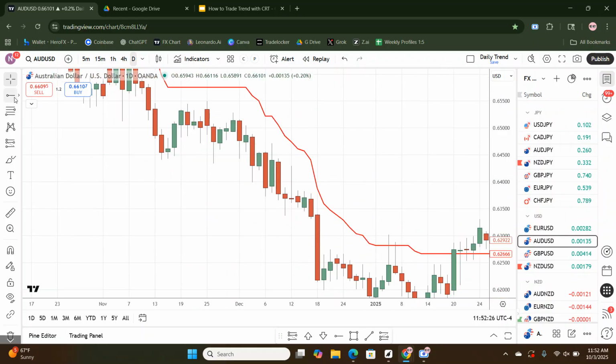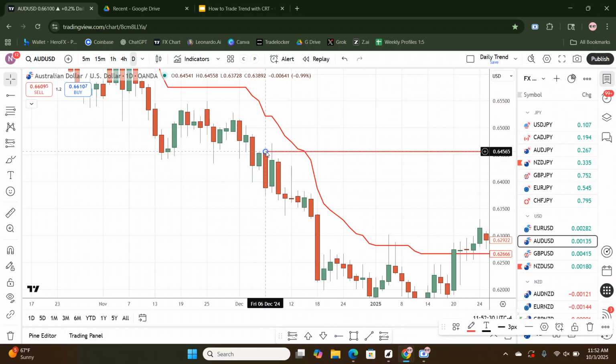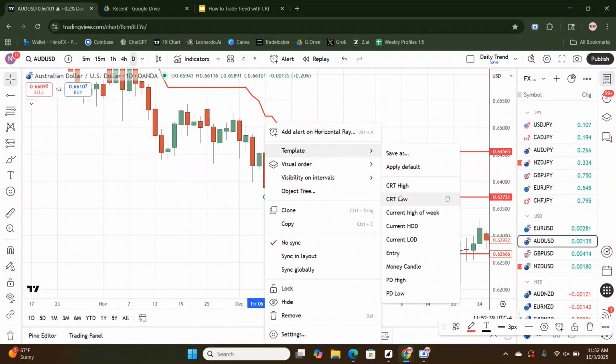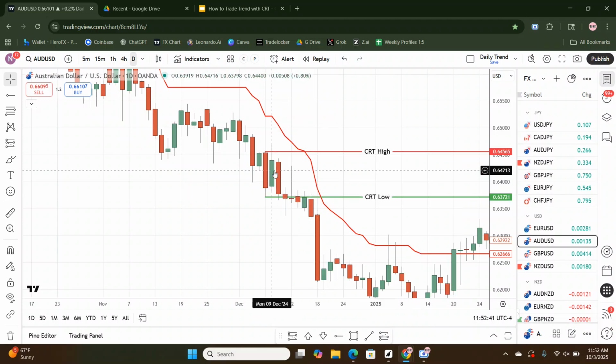Okay, so let's get our candle range high. This is Friday to Monday. Candle range high is right there. Candle range low is right here. And obviously you see this is the daily chart. Price really breaks out of the range and continues down.